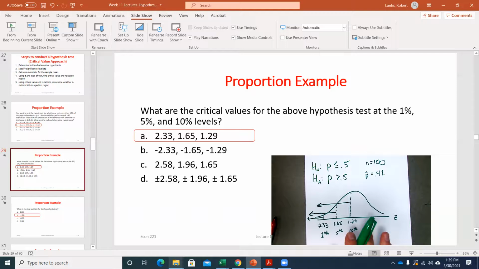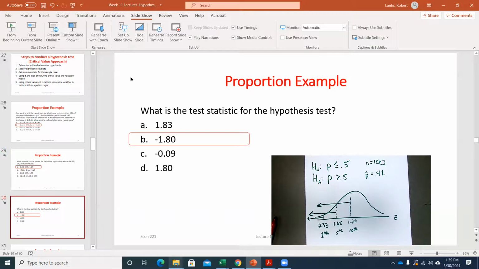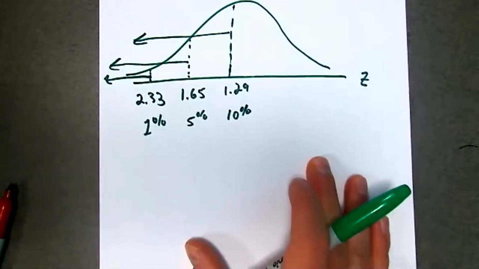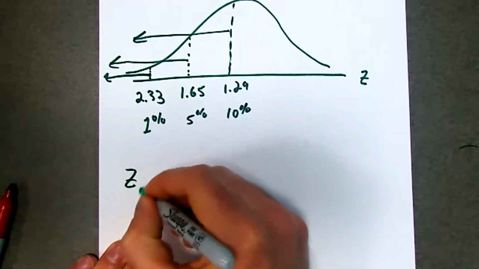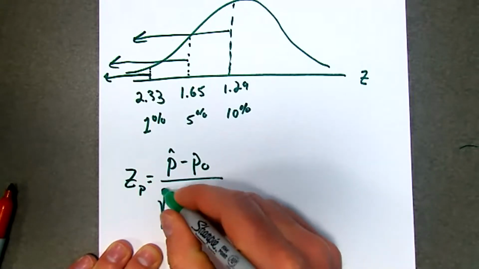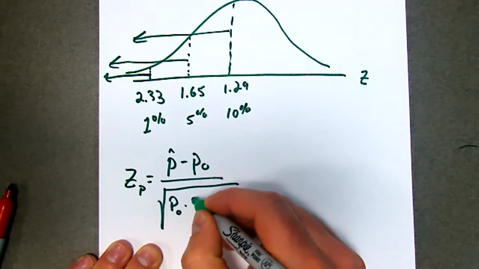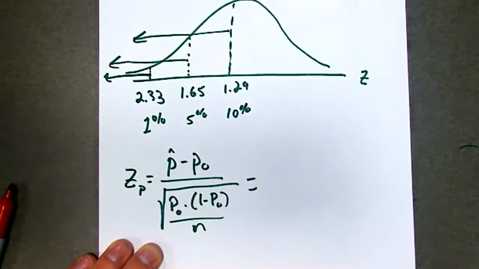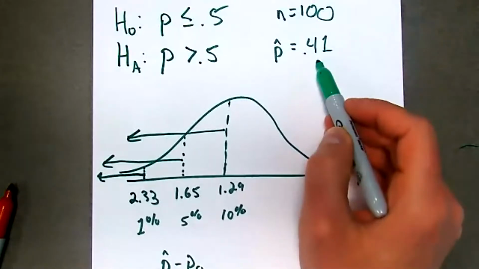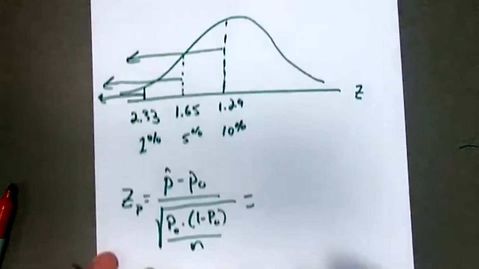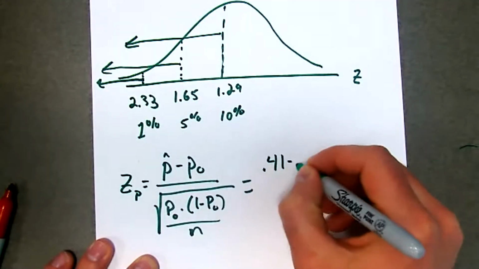The next thing I need is my test statistic. Okay. So what's my test statistic for this problem? Well, I'm going to have to go down here and remember that for my sample proportion, I took the sample proportion minus the assumed true proportion and then divided by the square root of the assumed true proportion times 1 minus that assumed true proportion over the sample size. So my sample proportion I found 0.51, assumed true proportion was 0.5, and my sample size was 100. I'm just going to go ahead and plug these guys in.